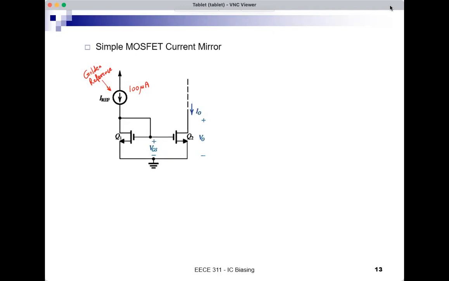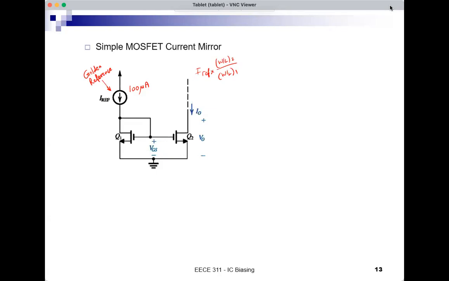So I would say, okay, IO is IREF times W over L2 divided by W over L1. And this means that if I want a 200 microamp current source, I'll just use a transistor Q2, which has a W over L, which is twice the W over L of Q1. And what will be IO? It will be 100 times 2, so 200 microamp. Great. I built a new current source now. Oh, and what was my additional complexity? What did I need to do that? I just added a MOSFET.